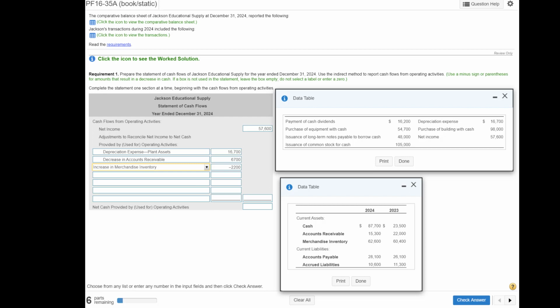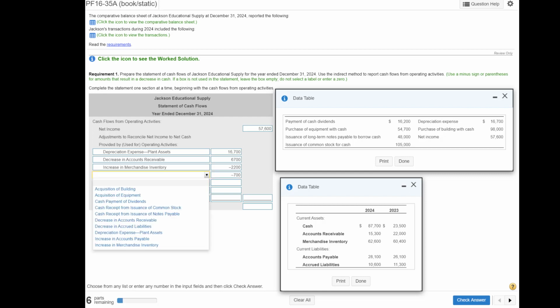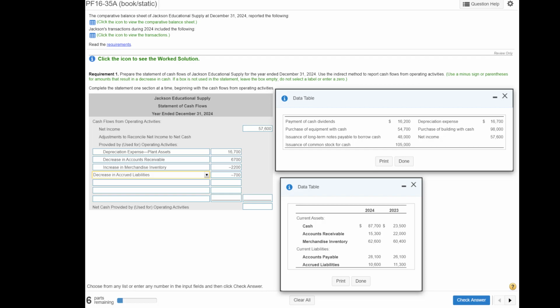Next, we've got our liabilities. Let's start with accrued liabilities. It's easier to understand in this case because this liability went down, from 11,300 to 10,600. So that is $700. And if our debt went down, we must have paid for it, therefore cash went down. We have to make that a minus 700. Decrease in accrued liabilities.